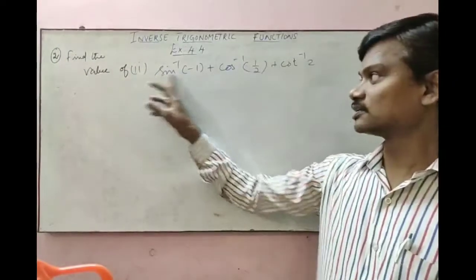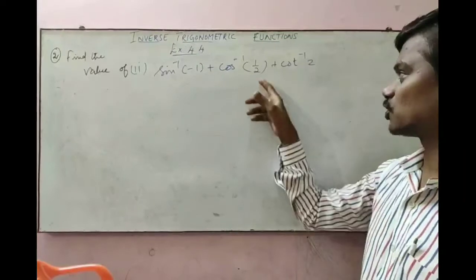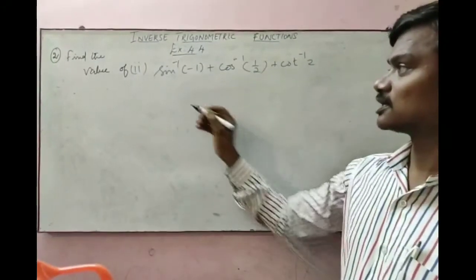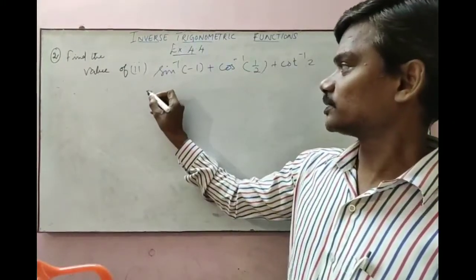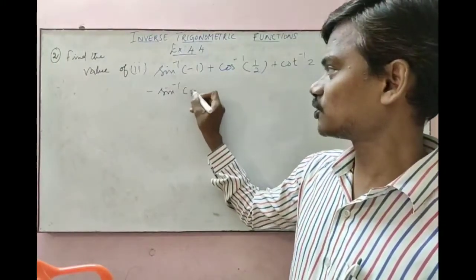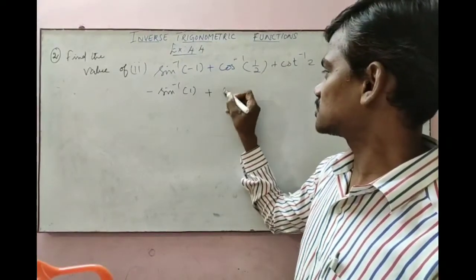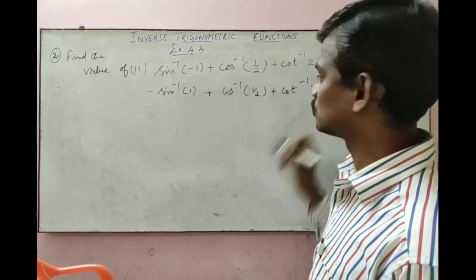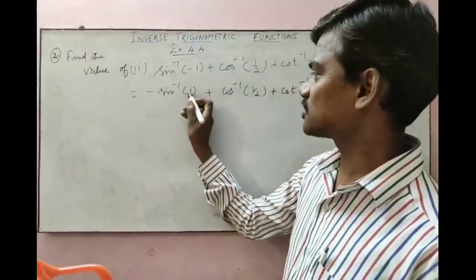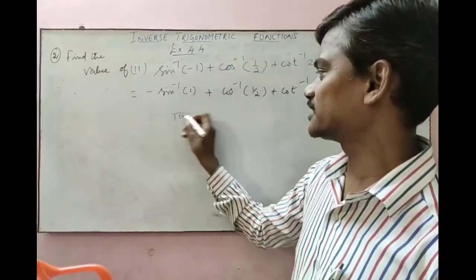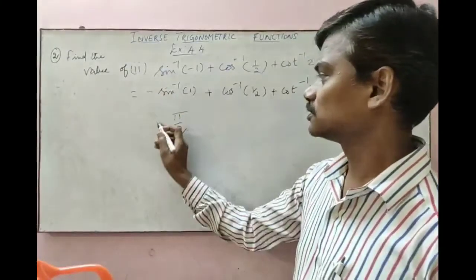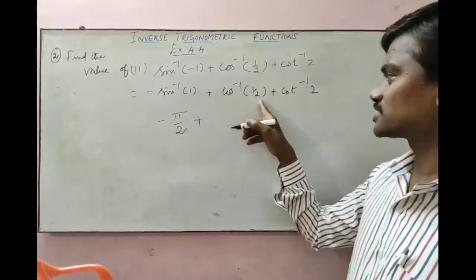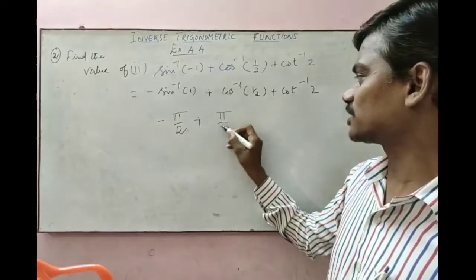The second subdivision, sine inverse of minus 1 plus cos inverse of 1 by 2 plus cot inverse of 2. You have to find the value of this. Sine inverse of minus 1 becomes minus sine inverse of 1 plus cos inverse of 1 by 2 plus cot inverse of 2. The value of sine inverse of 1. Sine which degree is 1? Sine 90 is 1. So you can write this as pi by 2. You bring this minus sign. Plus cos which degree is 1 by 2? Cos 60 degree is 1 by 2. So you can write this as pi by 3.